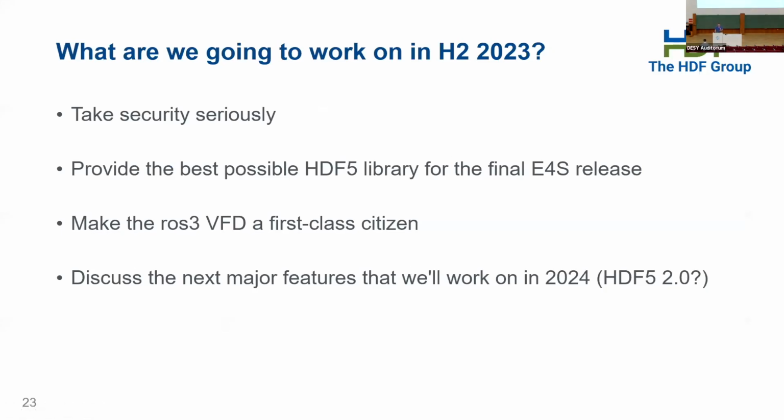So future plans. What are we going to work on in the second half of the year? I mean, the second half of the year is half over, but there's increased work on security. We've been spending a lot of time trying to fix CVE issues. Everybody seems to care a lot more about security now than they did in the past. Another thing is that we're trying to provide the best possible library for the end of the ECP, the Exascale Computing Project. And another thing I want to work on is that it seems very important that we are better at interacting with the cloud. So I want to make the read-only S3 VFD a first-class citizen, with better testing and better quality code than it is now.